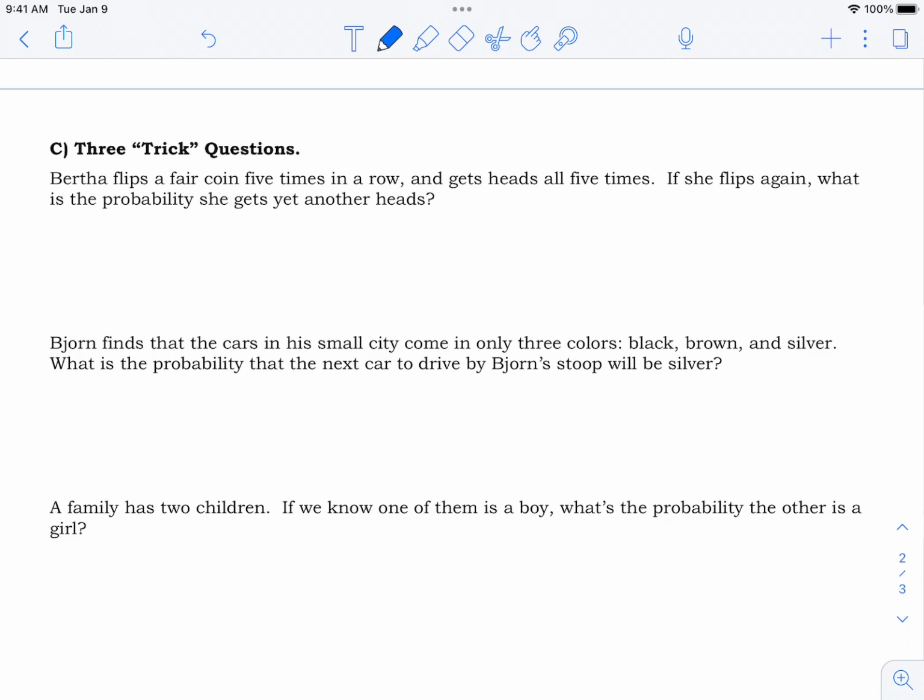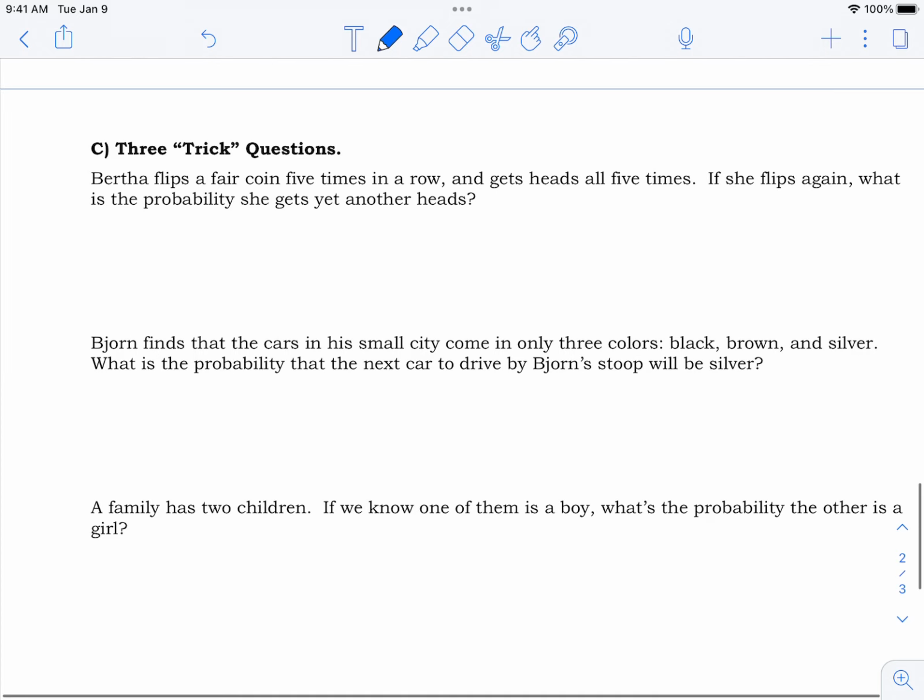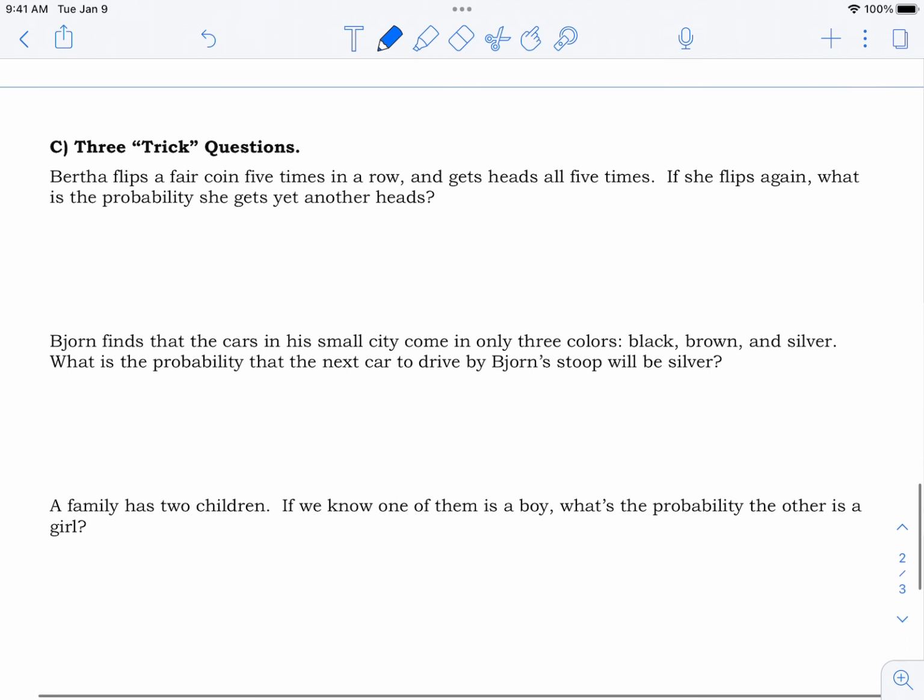Bertha flips a fair coin. In other words, the coin is not rigged or anything. She flips a fair coin 5 times in a row, and she gets heads all 5 times. Wow! She got a heads, and then a heads, and then a heads, and then a heads, and then a heads again. So, question, what does she get next? If she flips again, what is the probability she gets another heads?